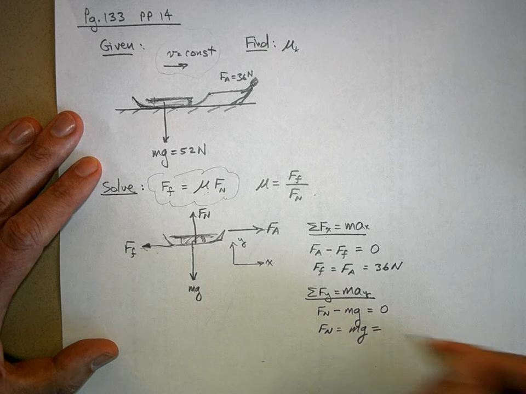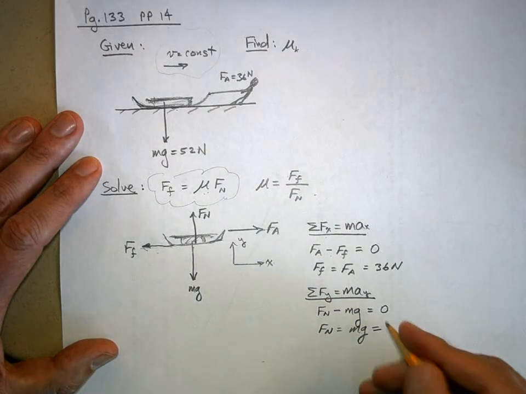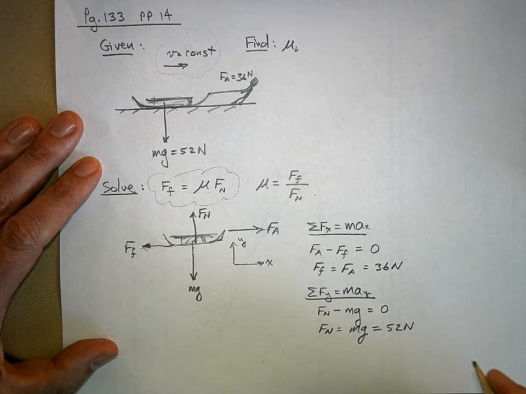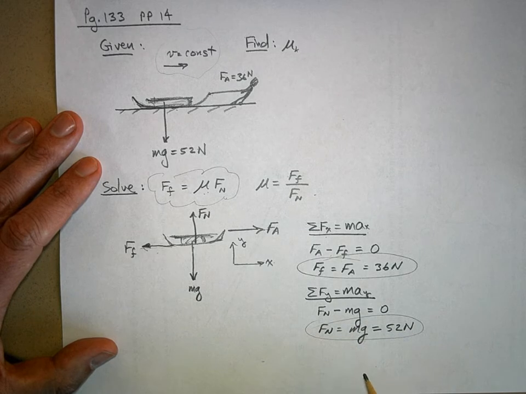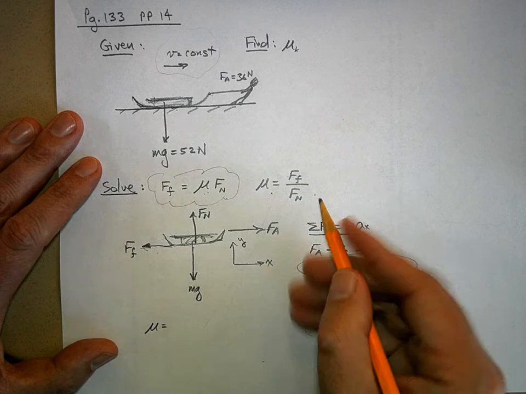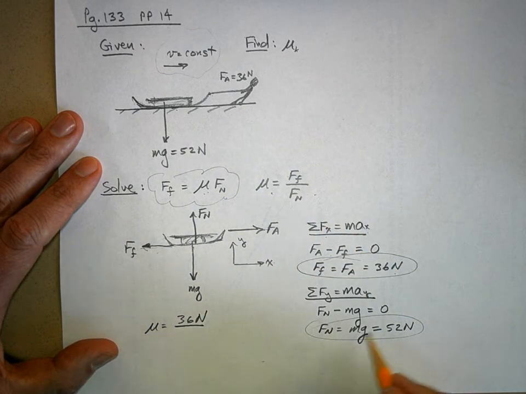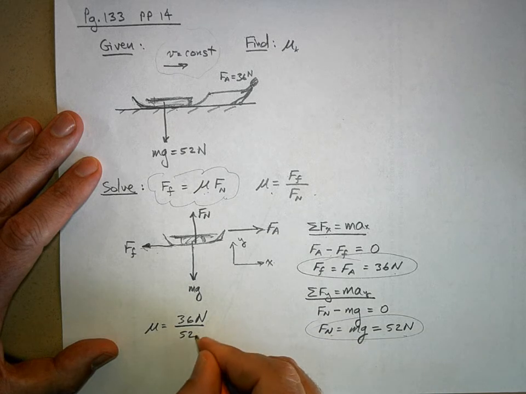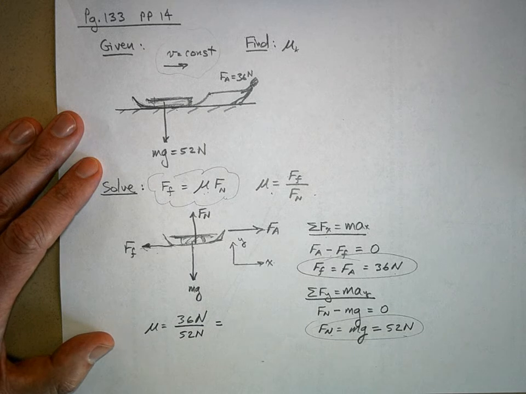But we know what that is. The weight of the sled is 52 newtons. That was given. So now I know the force of friction is 36, and I know the normal force is 52 newtons. I can solve the problem. Mu is equal to the force of friction, 36 newtons, divided by the normal force, 52 newtons. And I take out a calculator, 36 divided by 52, and I get 0.69.